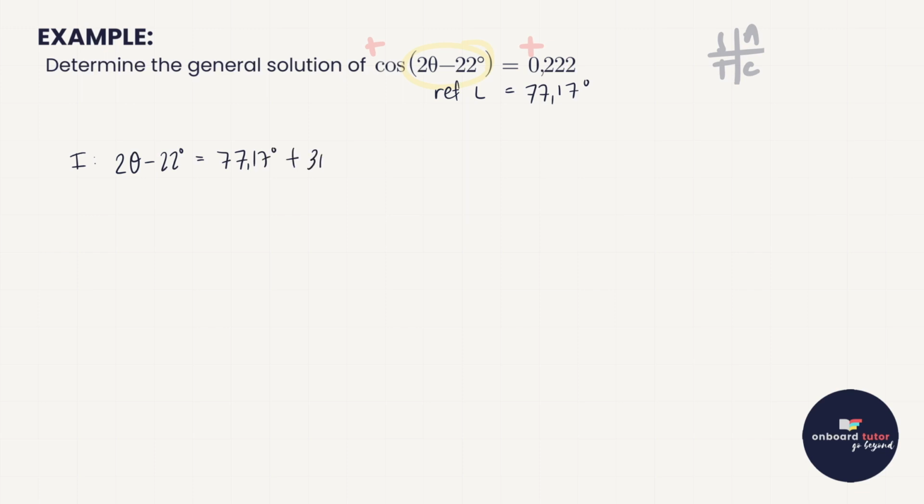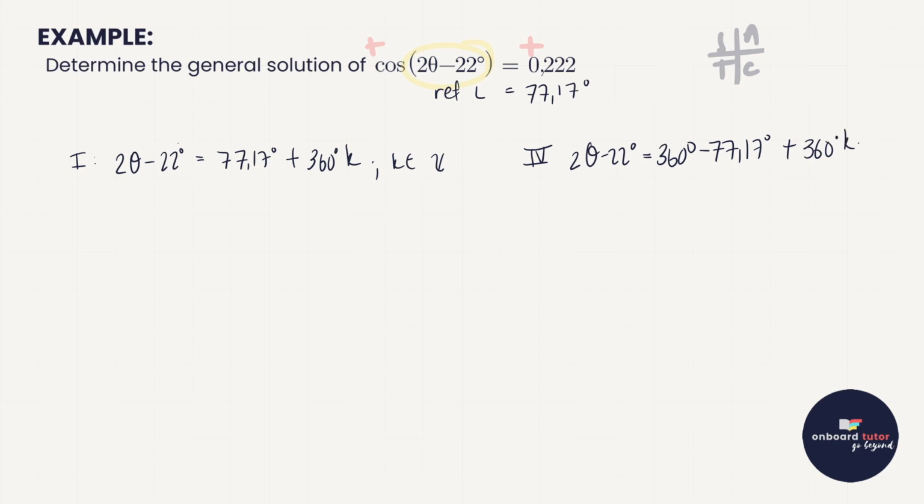and I add 360k, and k is an element of the integers. And in quadrant 4, I take that whole angle, 2 theta minus 22 is equal to 360 minus that reference angle plus 360k. All right, so let's go for it.